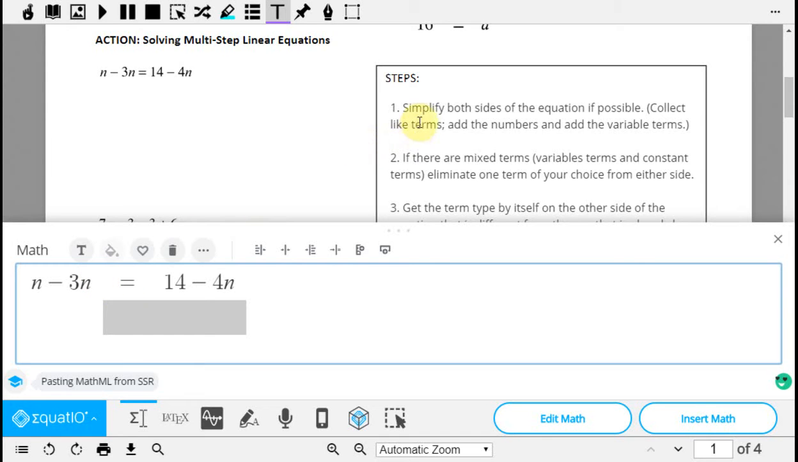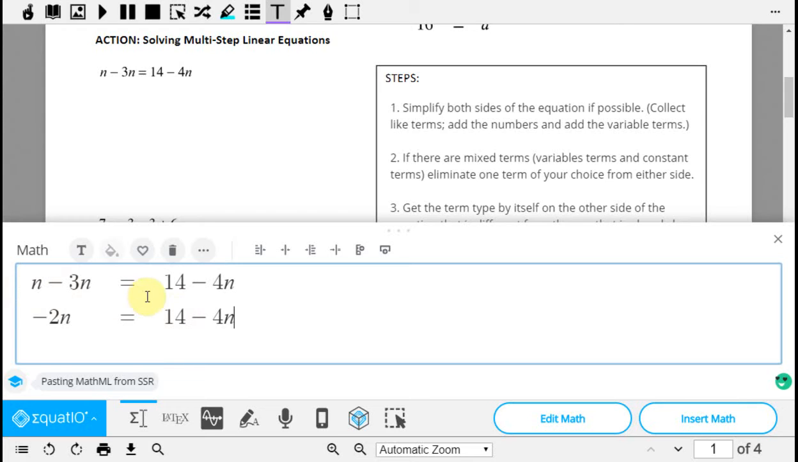Now, looking at the first step, it says simplify both sides of the equation if possible. So in this case, there is an n and a minus 3n term here that can be simplified. So we will add those together. So 1n minus 3n, so 1 minus 3, that's minus 2n, equals, and there's nothing that can be simplified on this side because there's a constant and there is a 4n.